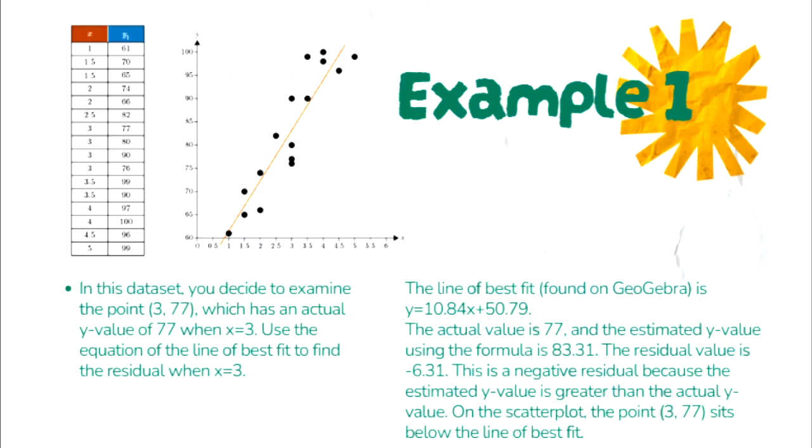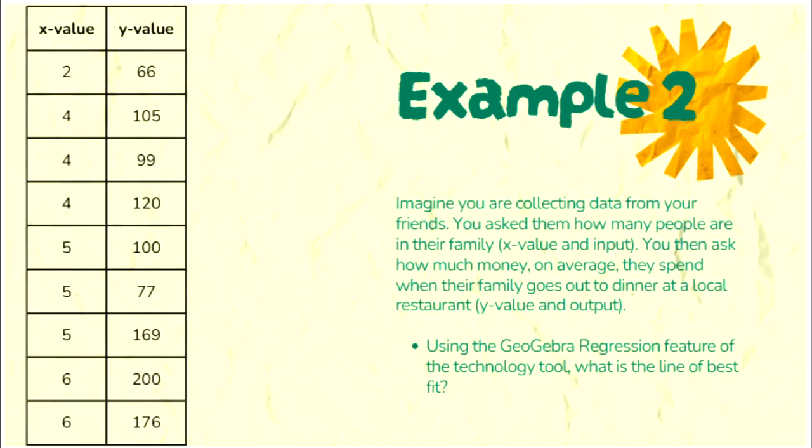Here is example number 2. Imagine you're collecting data from your friends. You ask them how many people are in their family, the x value, the input. You then ask how much money on average they spend when their family goes out to dinner at a local restaurant, the y value, the output. Use the GeoGebra regression feature of the technology tool. What is the line of best fit?